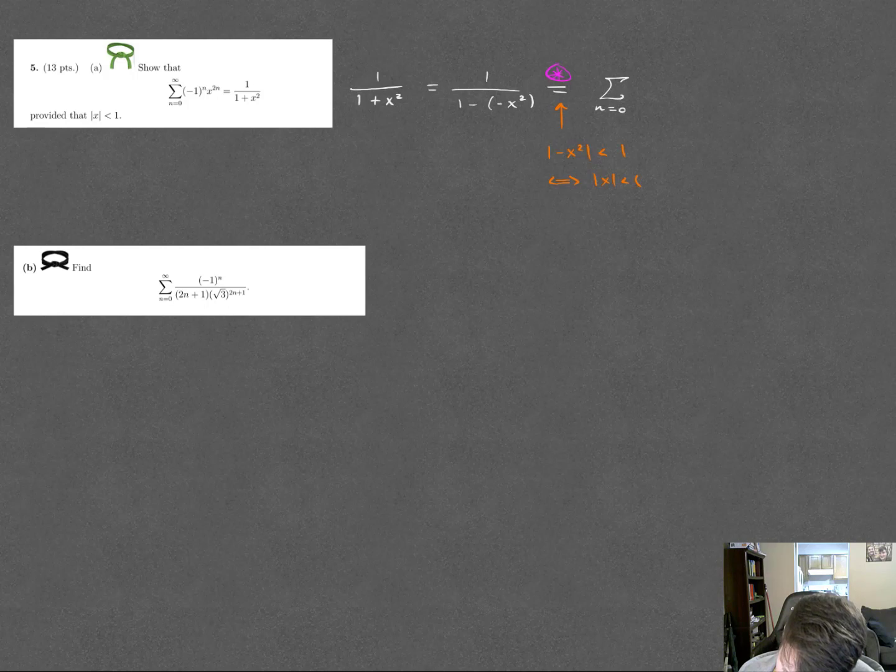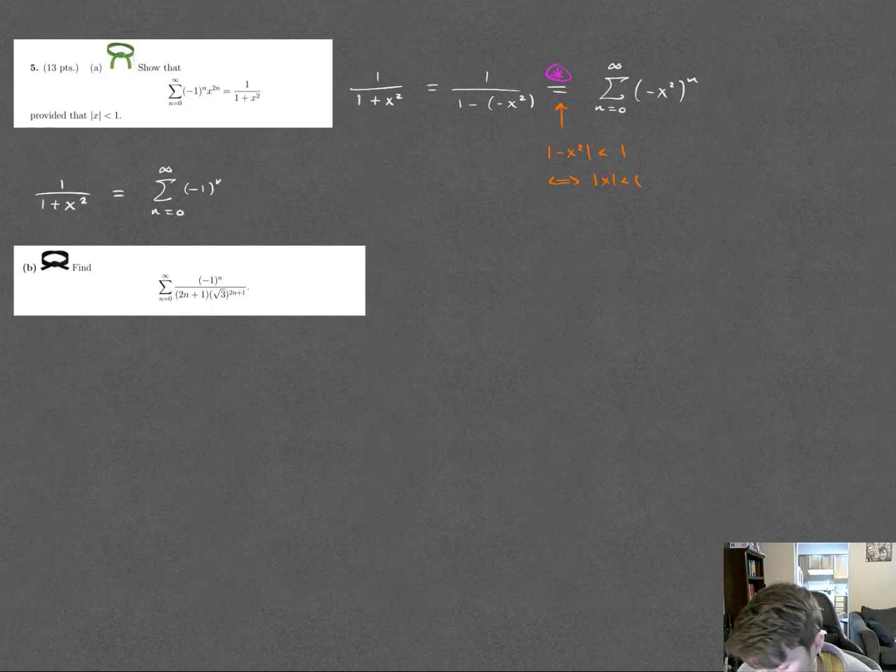is equal to the sum n equals 0 to infinity of minus x squared to the n. So over here now, I have 1 over 1 plus x squared is equal to the sum from n equals 0 to infinity of minus 1 to the n x to the 2n, for absolute value of x less than 1. Okay, so I've taken this function and I found a power series representation for it on this interval.